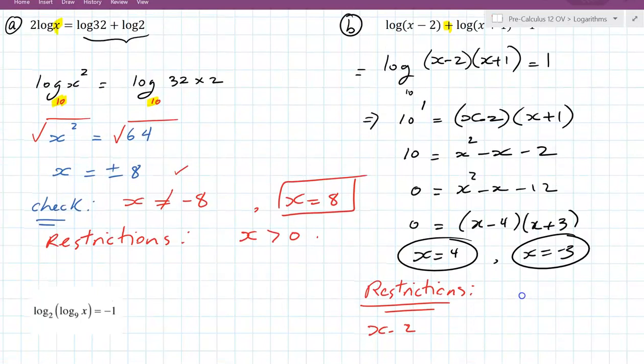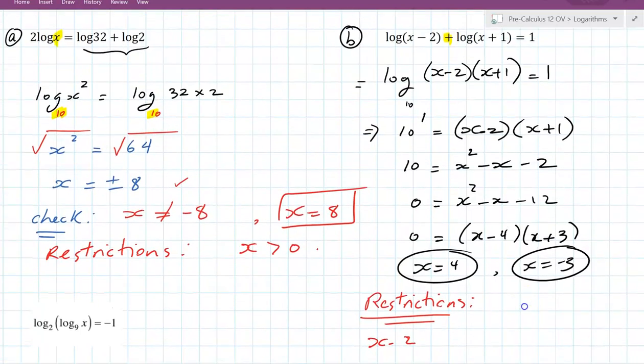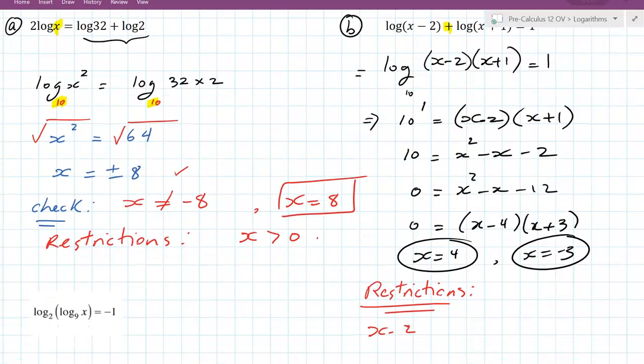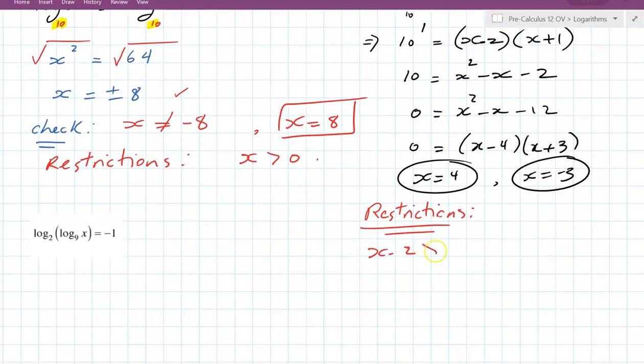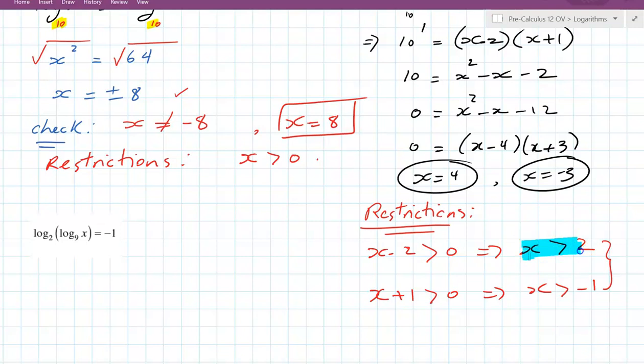Remember, you're going to go back to the original. So x minus 2 is the original argument for the first term, and then x plus 1 is the argument for the second term. So x minus 2 has to be greater than 0. That means x has to be greater than 2. And then next one was x plus 1 must be greater than 0. That means all x values must be greater than negative 1. And between the two, you notice that x greater than 2 covers both cases. Okay, so that is your final restriction. So the final restriction is x greater than 2. That's your final restriction. Great.